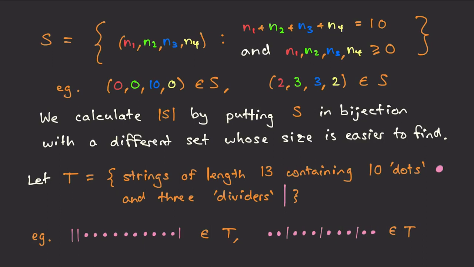The first one goes divider, divider, then 10 dots, then a divider. The second one consists of 2 dots, a divider, 3 dots, another divider, 3 dots, another divider, and 2 more dots. I'm about to show you that S and T can be put into bijection. But before I tell you the bijection, I encourage you to pause and figure out what it should be. A hint is that the bijection will associate the two examples of elements of S on this slide with the two examples of elements of T on this slide.